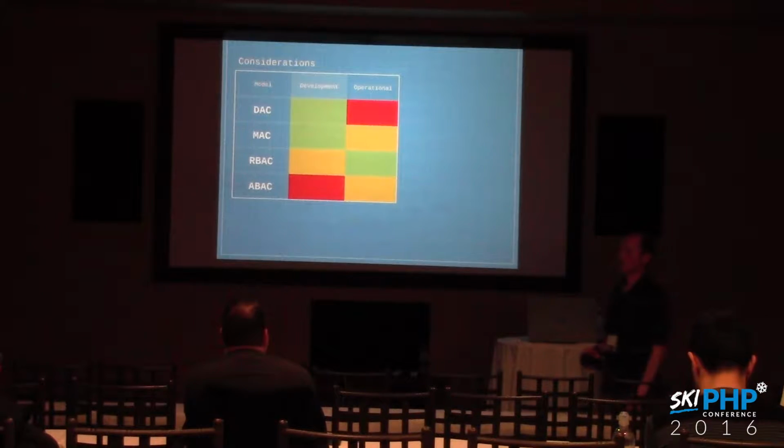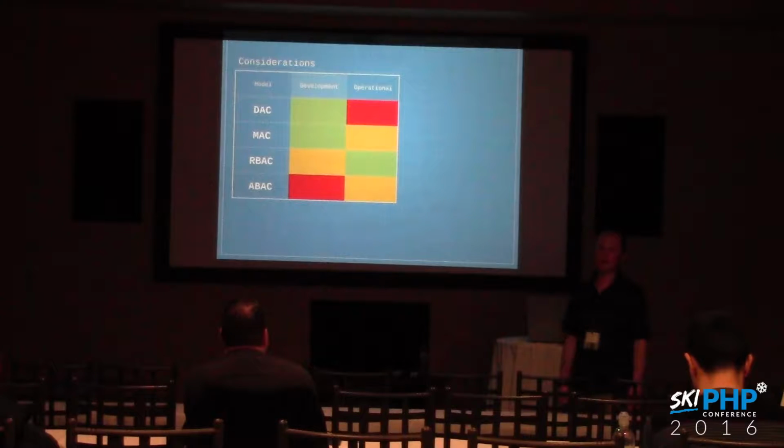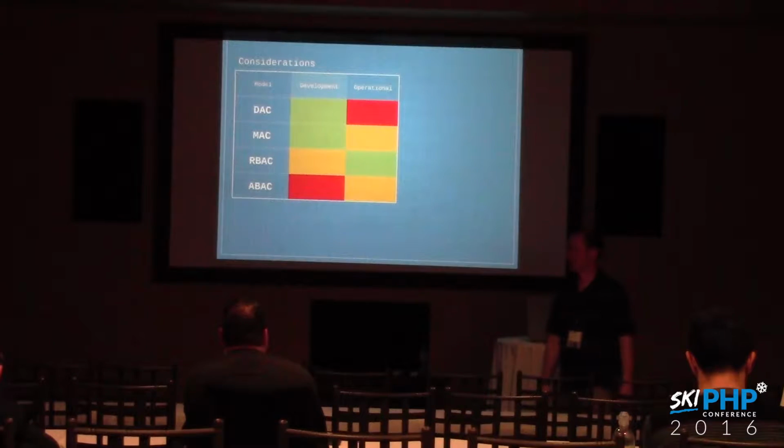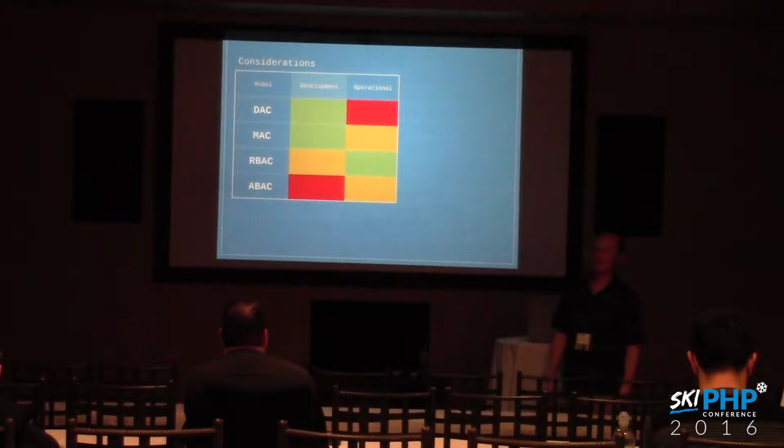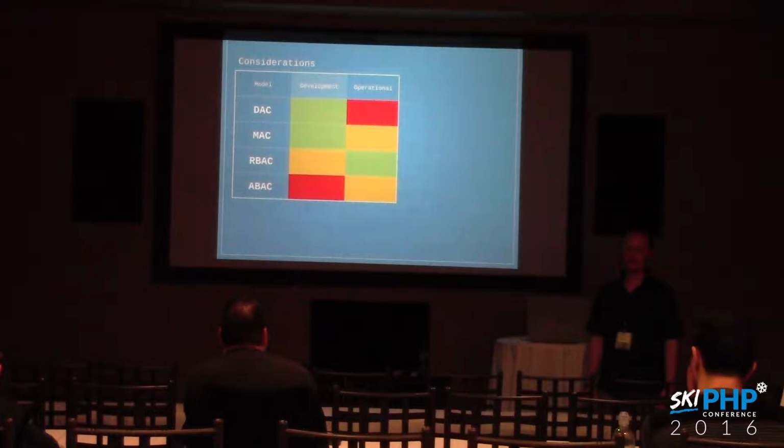Operationally, discretion-oriented can be a mess, especially as you get lots of users. I think about our systems, we have thousands of users right now. It would be a nightmare to have to operationally keep track of those one by one. Mandatory is going to be better. It's not great, but it's definitely a step better to have the clearance levels and classifications considered.